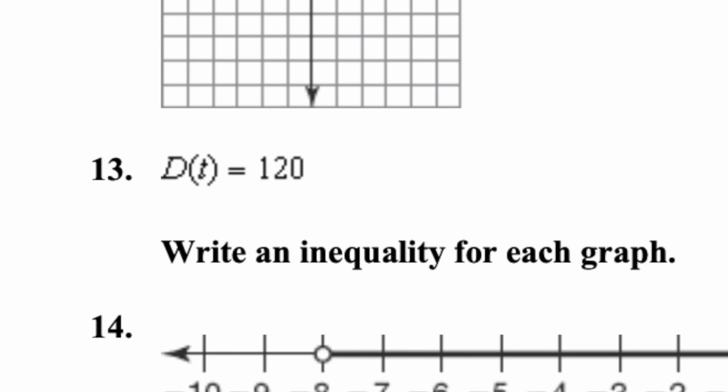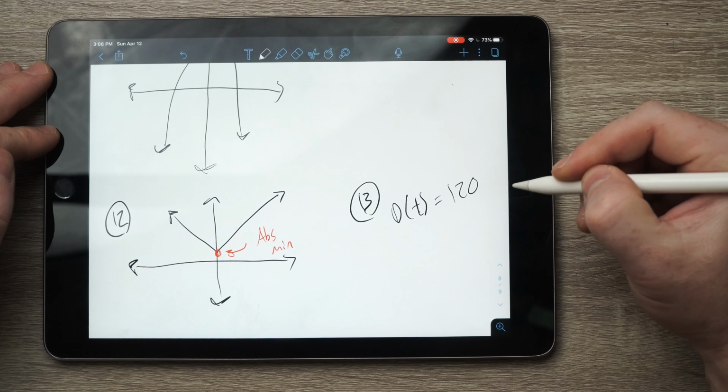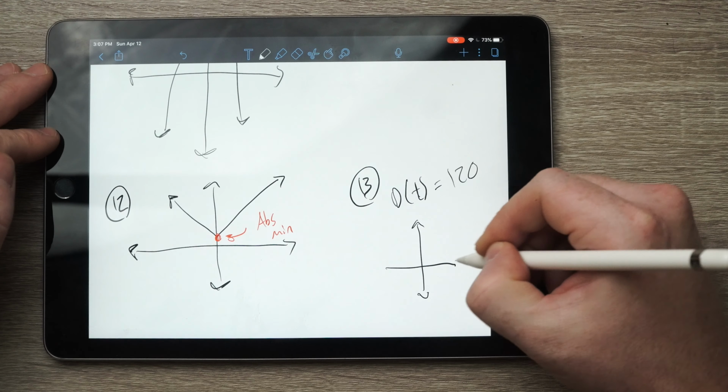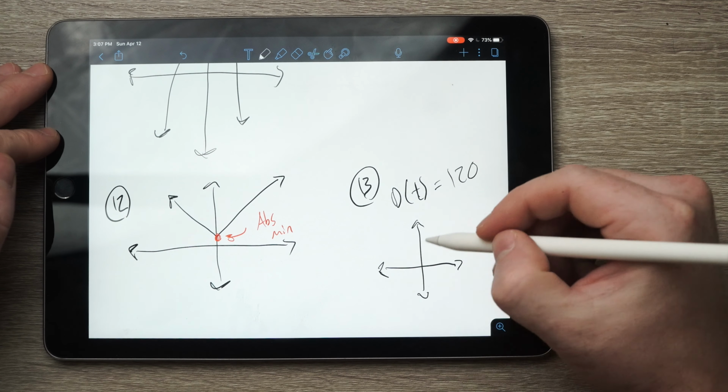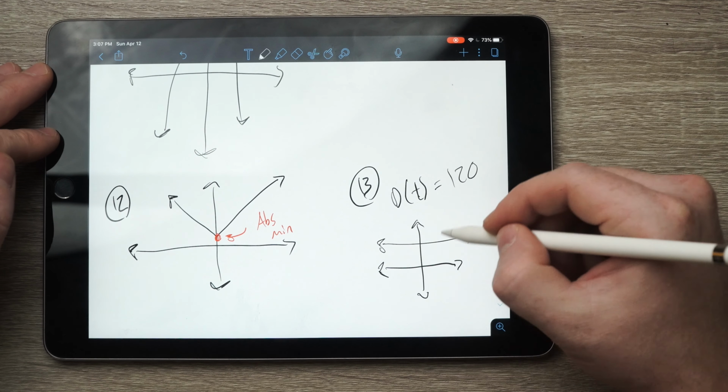And then number 13, which I'm just going to squeeze in right here, they give me a d of t equals 120. So it doesn't really matter what those stand for. This, if we were to graph it, would be a horizontal line, just like number 10, where it is always equal to 120. So this is just a constant function, so they would have neither an absolute minimum or an absolute maximum.